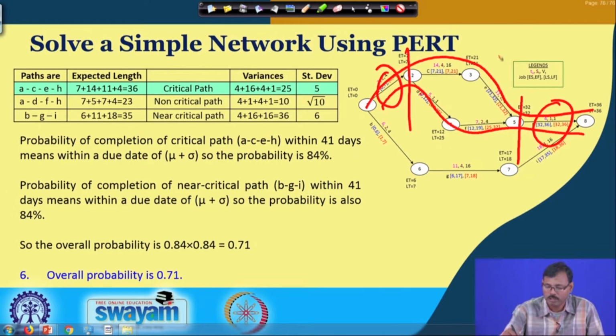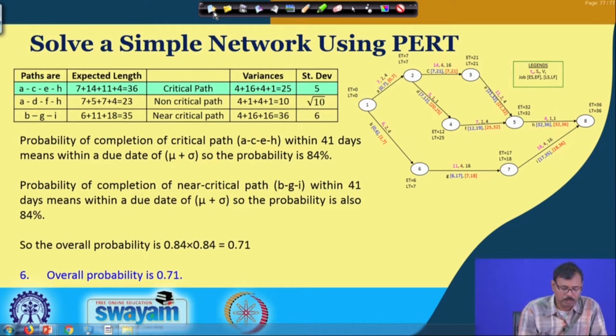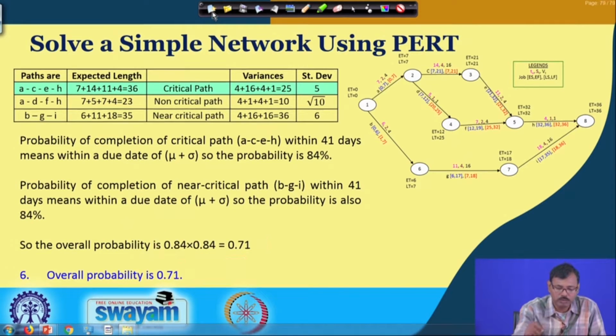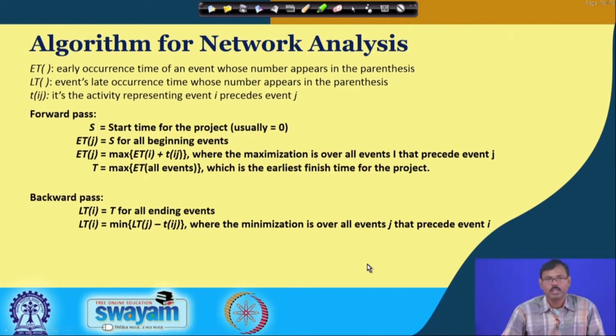So, this is the advanced portion of the network analysis. This is not within this syllabus, and in future that course it can be discussed further. So, in this case our sixth objective, overall probability, has been found 0.71 for the completion of the job by 41 days. So, that is why this is very important and this has to be considered.